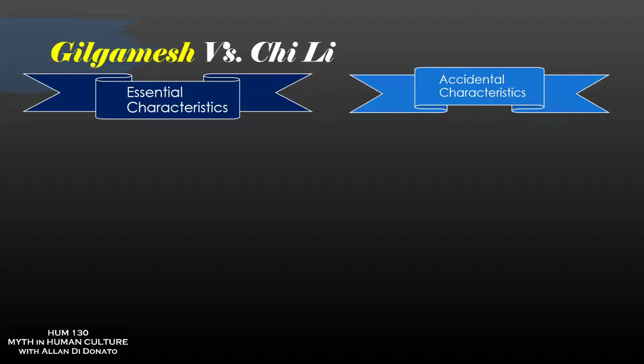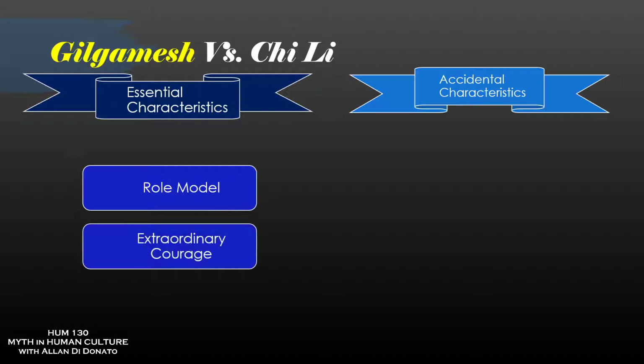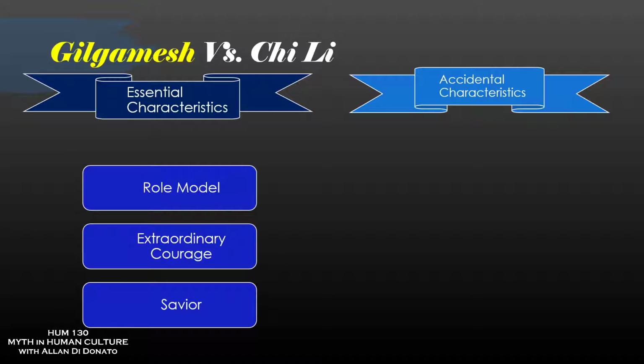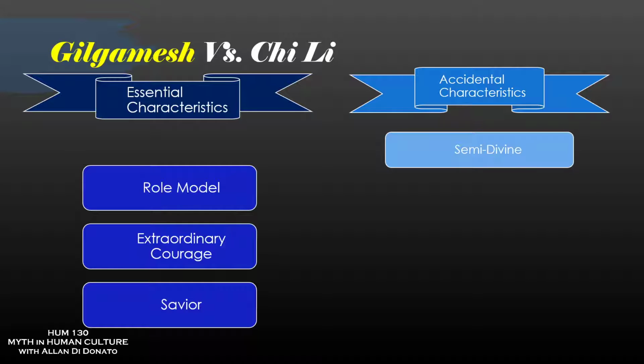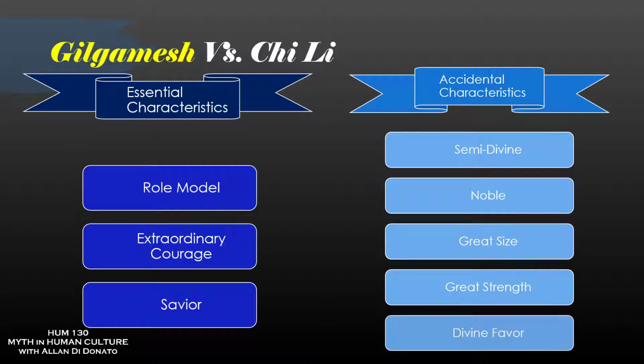We looked at essential and accidental characteristics of heroism, so let me bring up the essential characteristics of being a role model, extraordinary courage, and being a savior or provider for life. We said those are essential. The accidental characteristics, or some of the common ones, are being semi-divine, being noble, great size, great strength, and having some kind of God on your side, divine favor. Now let's look at Gilgamesh first and see how he checks off the boxes.